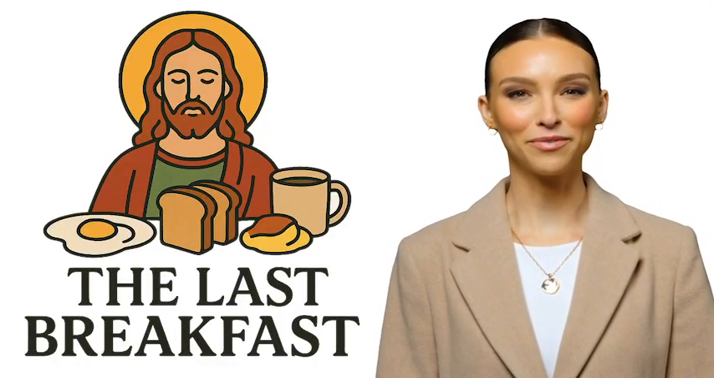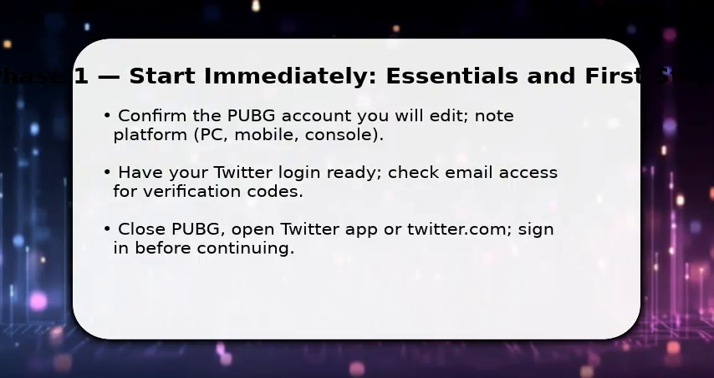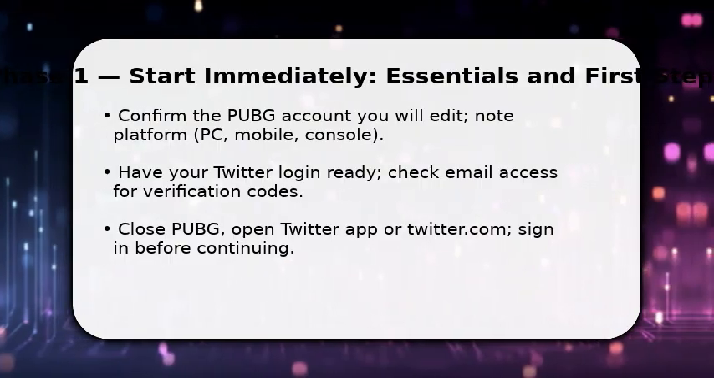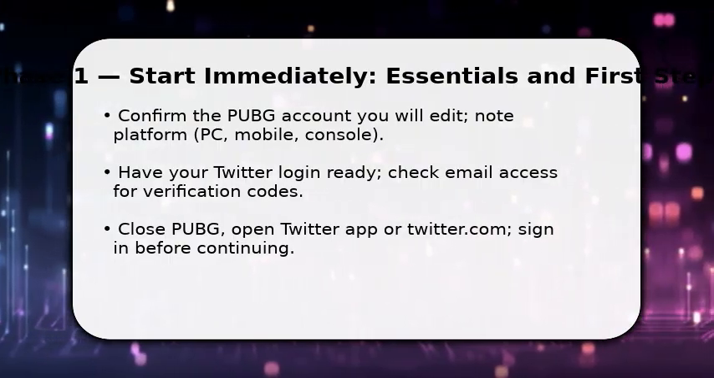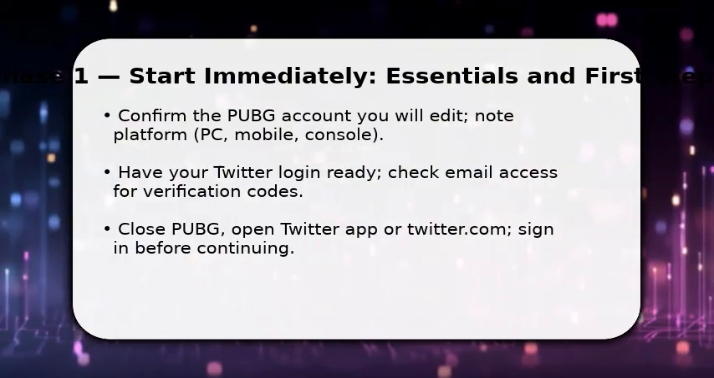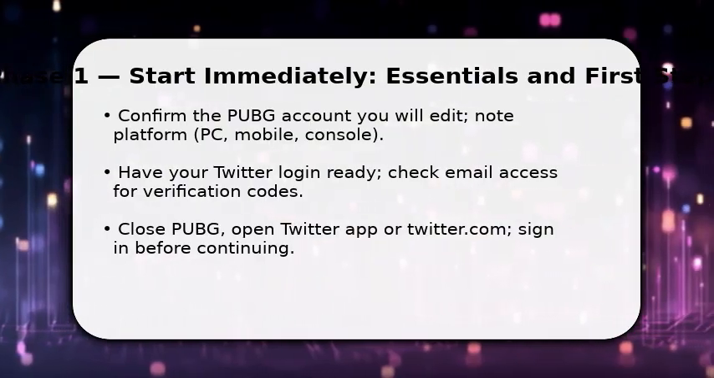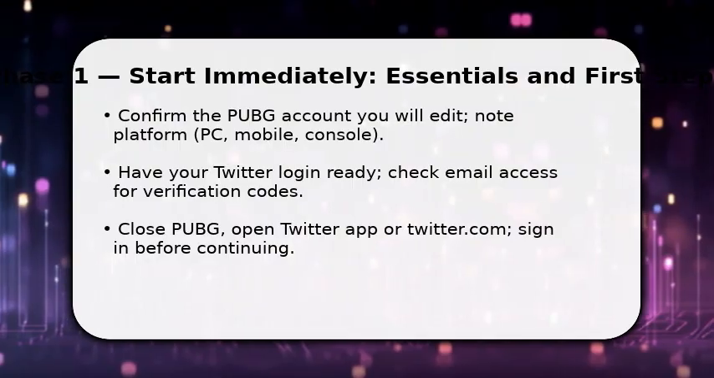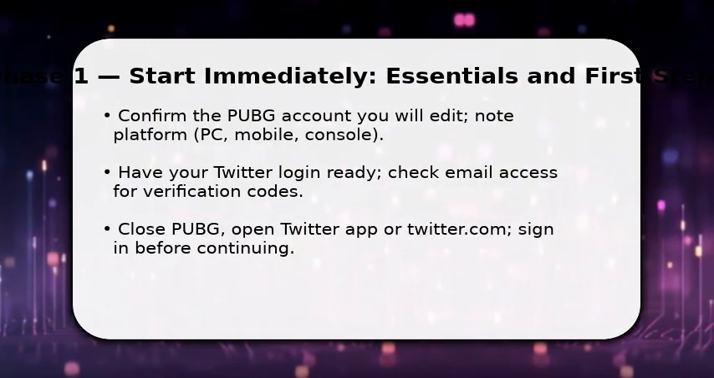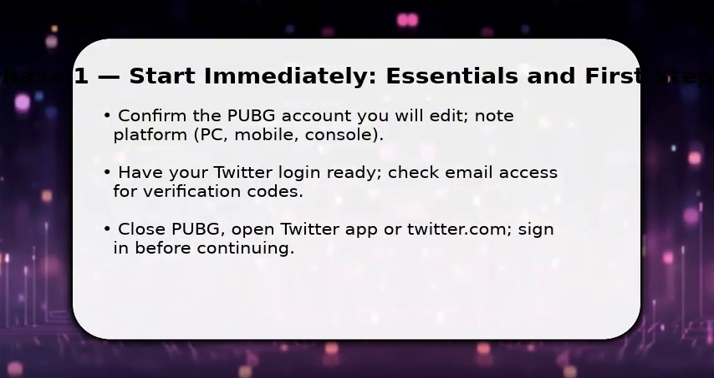Please enjoy the video. You begin by checking which PUBG profile is linked, because unlinking affects that precise account. Open Twitter and sign in now. Make sure you can receive email or SMS codes since verification may be required. Once done, close PUBG or force stop the app to avoid session conflicts and keep both accounts logged in on the same device. This reduces confusion and speeds the process, so confirm platform, sign into Twitter, and prepare to open PUBG for the next steps.